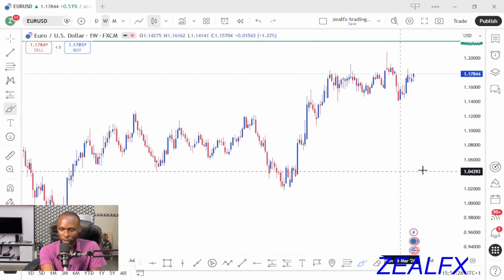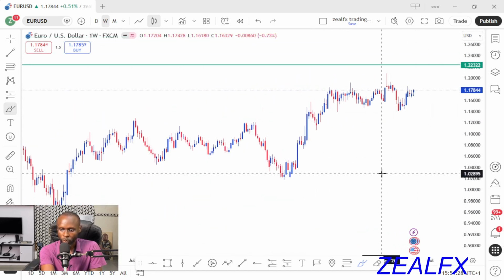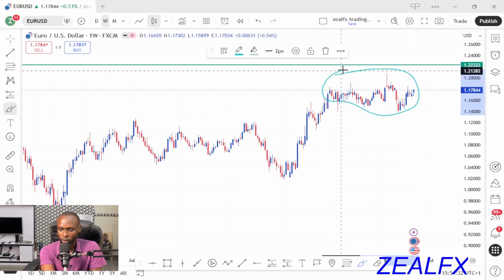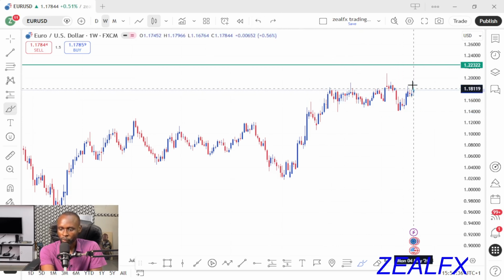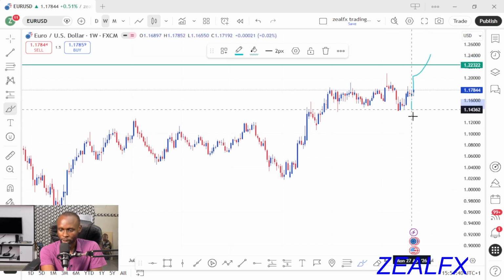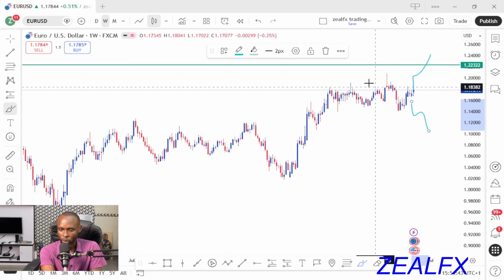So let's look at the trend of the euro USD on the weekly time frame. On my weekly time frame, you can clearly see that we are still currently in a range on the euro USD. So we need a break of this range for us to look for further strong buying opportunity to the top. Then we need a break low, then we can start looking for strong sell to the top.